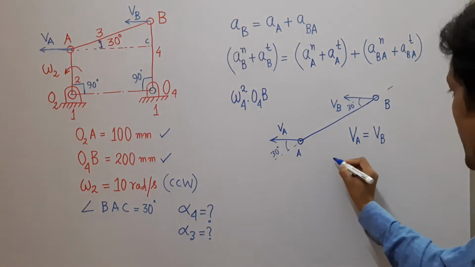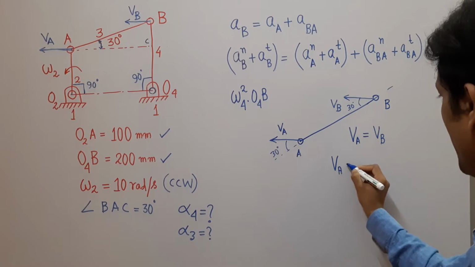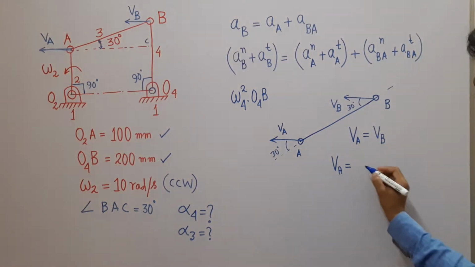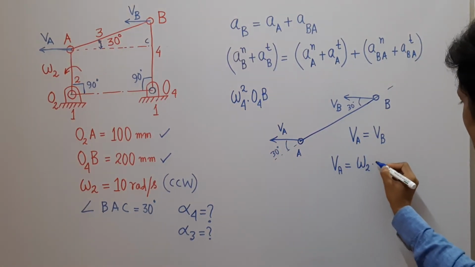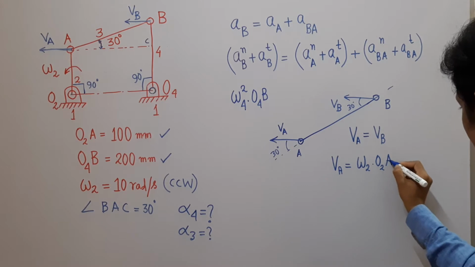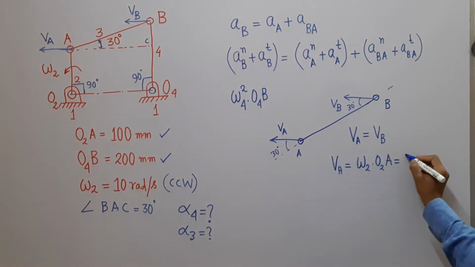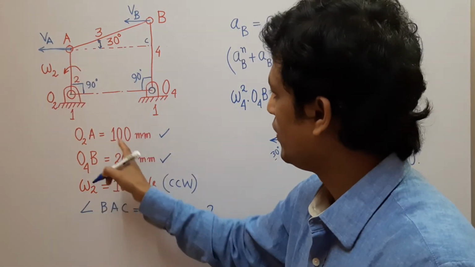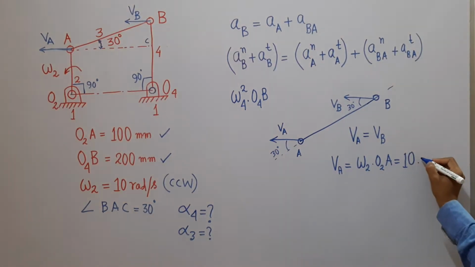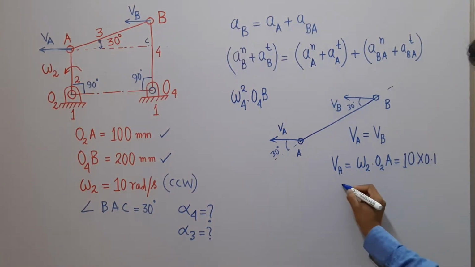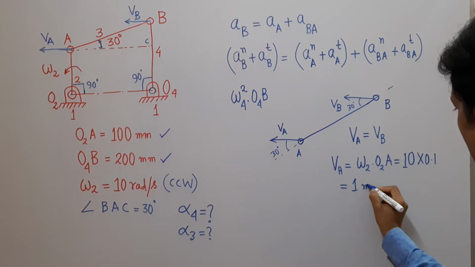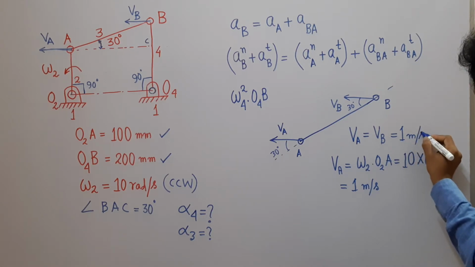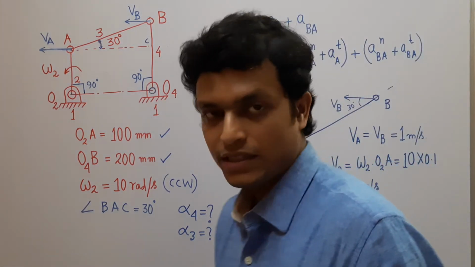So VA becomes VB. So what is VA? VA is equal to omega 2 into O2A. What is omega 2? Omega 2 is 10 radian per second. And what is O2A? O2A is 100 millimeter. So 10 into 0.1, that is 1 meter per second. So VB is also 1 meter per second. So we have determined VB.